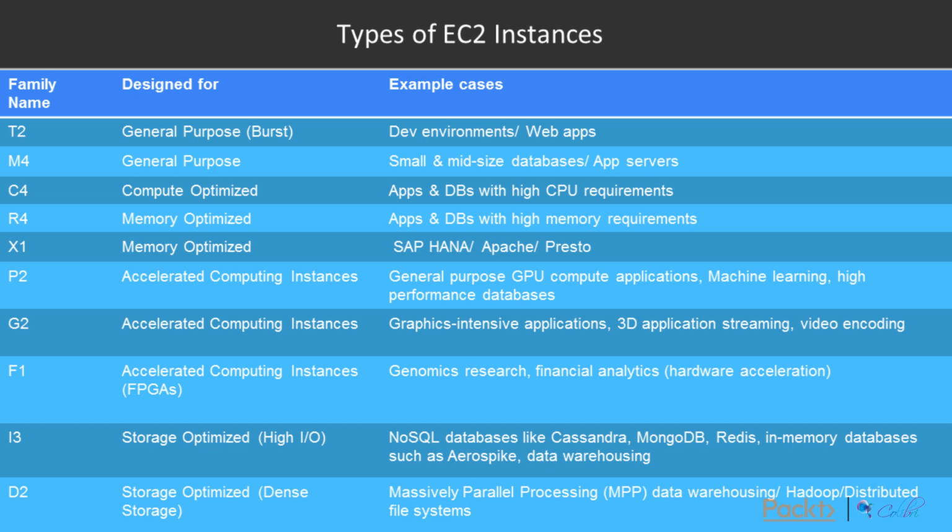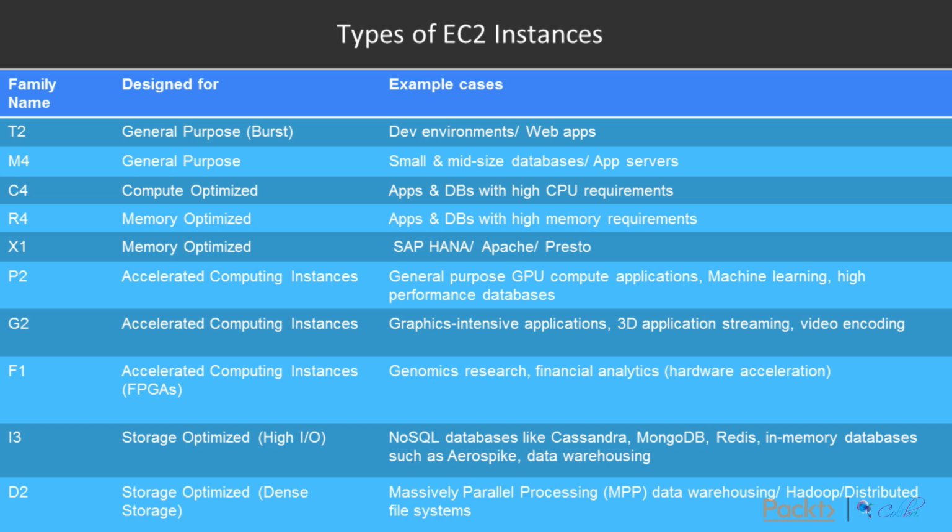Then we have R4, which is memory optimized. This is for apps and DBs with high memory requirements. Some more examples include high-performance databases, data mining and analysis, in-memory databases, applications performing real-time processing of unstructured big data. Then we have X1, which is again a memory optimized type of family. It's large-scale enterprise class in-memory applications, for example, SAP, HANA, Apache, and Presto.